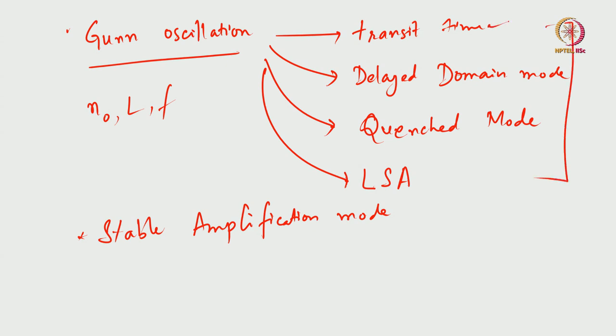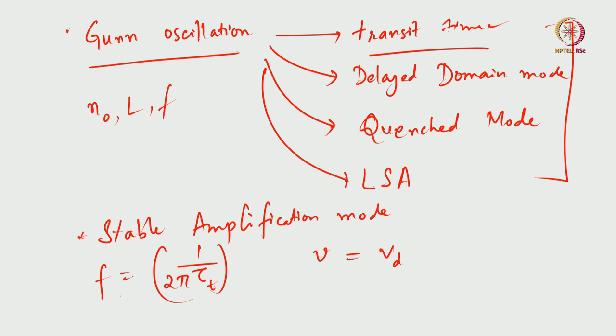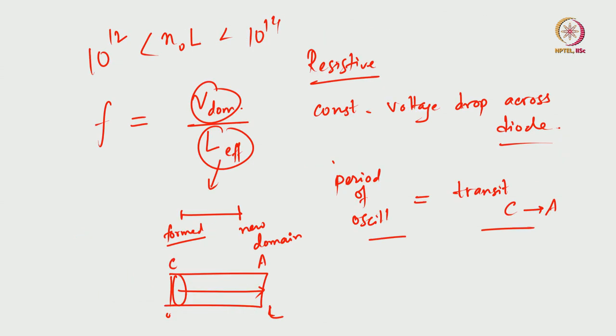The first is the transit time mode, where the velocity of the domain is exactly equal to the drift velocity of the electrons. So the period of oscillation is exactly equal to the drift time, tau t, the time taken by the domain to move. So the frequency is 1 by tau t, purely dictated by the transit time from cathode to anode. It does not depend on the tuning circuit or the cavity where you are putting it. But this is not a commonly used mode of RF oscillation in Gunn devices.